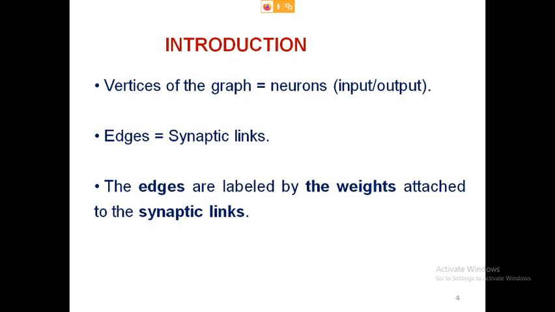These edges are given directions as well as weights. The weights give the strength of the connections, right? So here, edges are labeled by the weights along with the directions, which is nothing but, in the ANN, the synaptic links are given with directions as well as the corresponding weights of the synaptic links. So it is similar to that ANN structure.